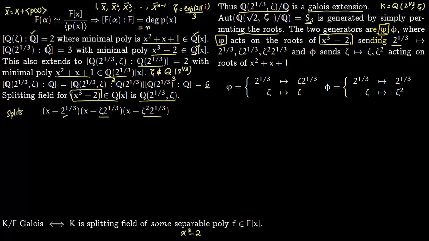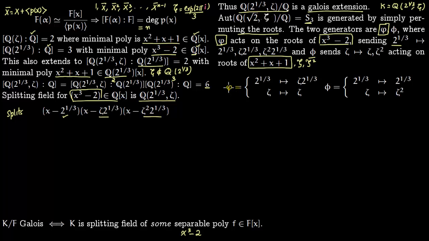What about phi? Phi also acts on an irreducible polynomial, the one corresponding to zeta. Notice that you have a splitting field and you have two things there, 2^(1/3) and zeta. So we are considering two irreducible polynomials here, one corresponding to zeta and one corresponding to 2^(1/3). The polynomial for zeta has two roots, zeta and zeta square. So zeta is sent either to zeta or to zeta square, permuting the roots of this irreducible polynomial.